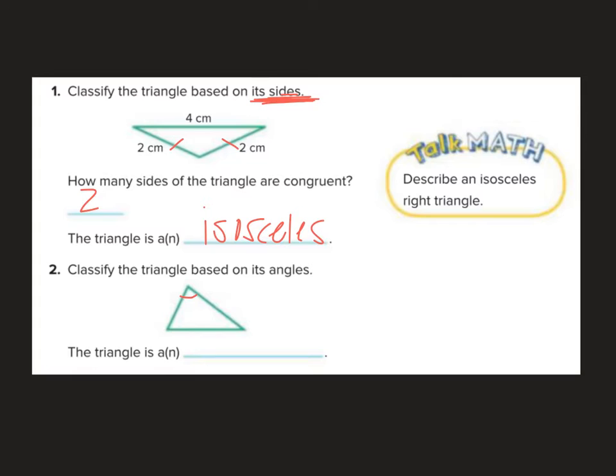Classify the triangle based on its angles. Okay, acute, acute, acute. So this is an acute triangle. Here's how I know. Ready? If this was a right, it would be right there. That's less than a right. Here's this, less than a right. And if I turn, this would be a right angle. And so this one's less than a right. So they're all less than a right angle.